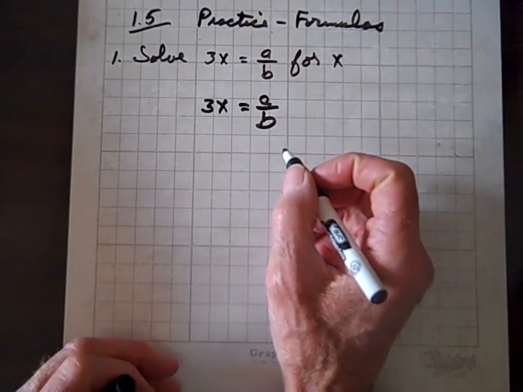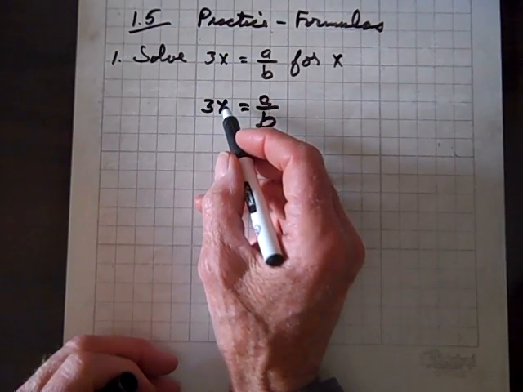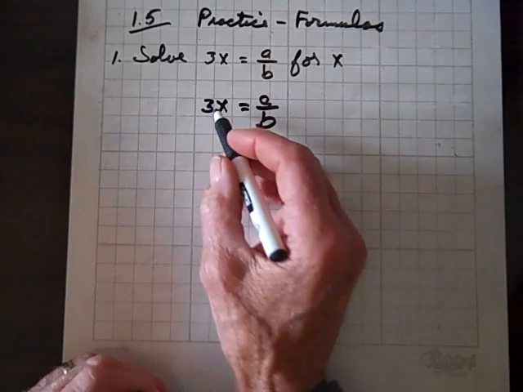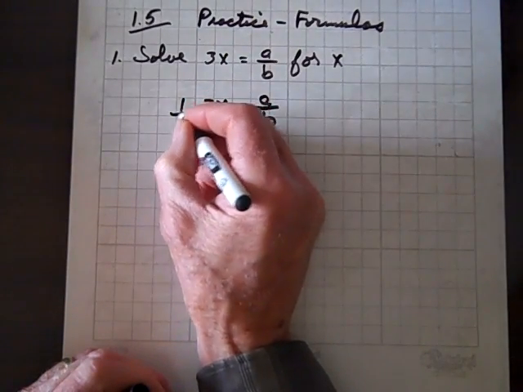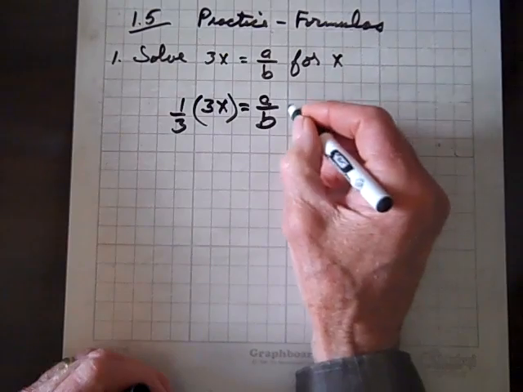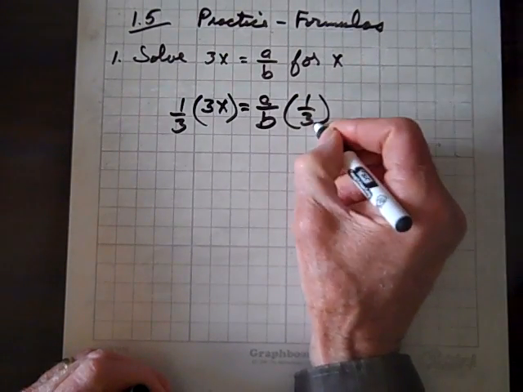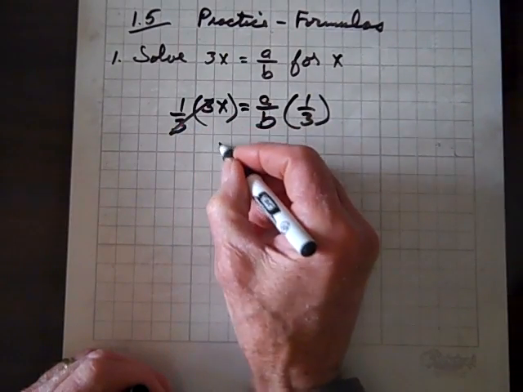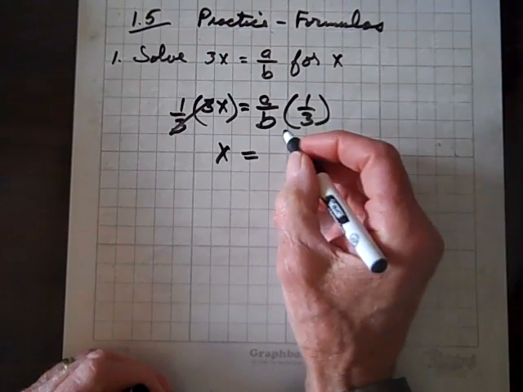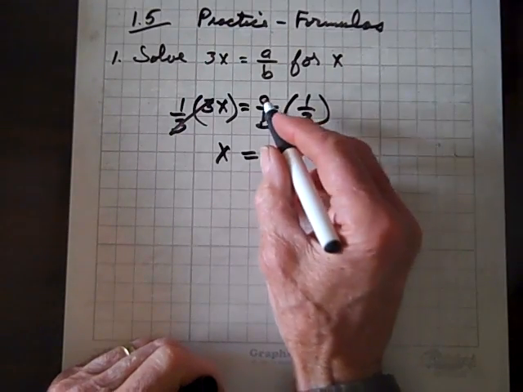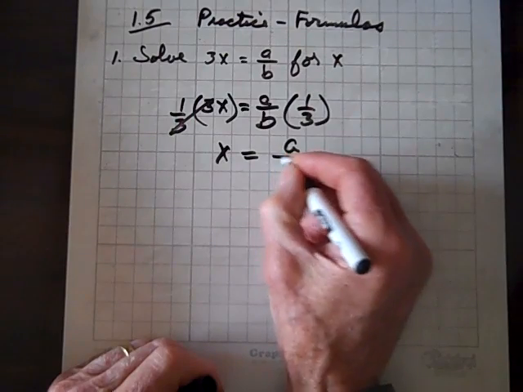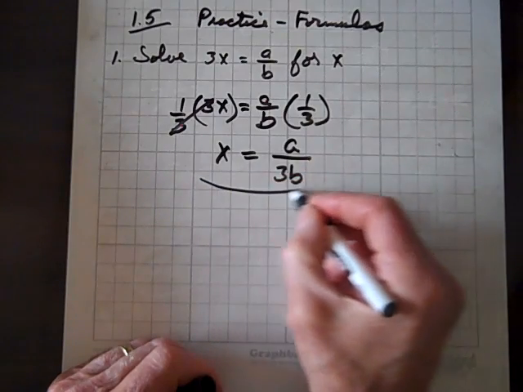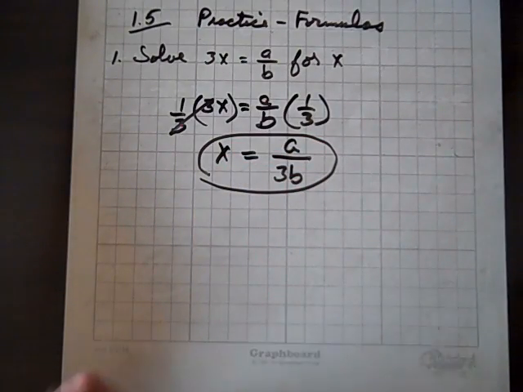What's the inverse operation of multiplication? It's division, or we could simply multiply by the reciprocal of 3, which is 1/3, and we'll multiply both sides by 1/3, because the product of reciprocals is 1. The 3's divide out, and you get x all by itself, and now we know how to multiply fractions. A times 1 is a, and 3 times b is 3b, and we're done. We've isolated x. We've solved for x.